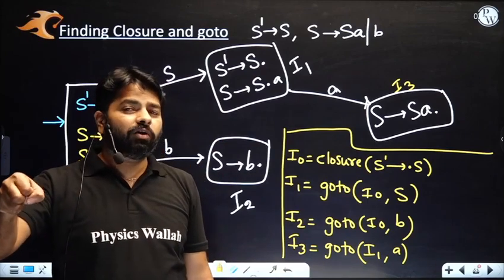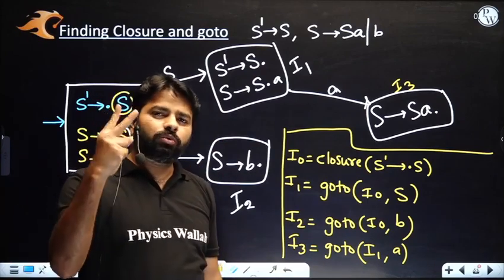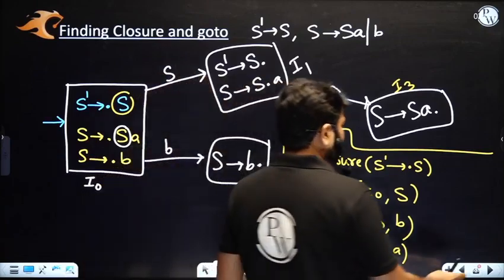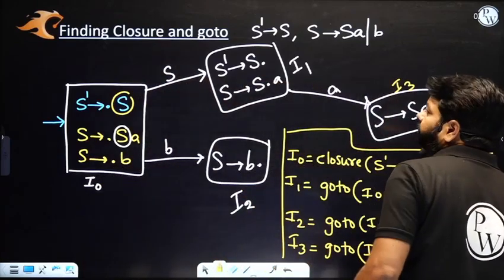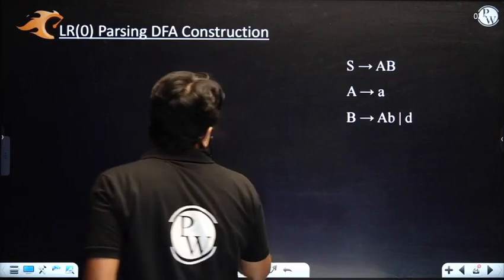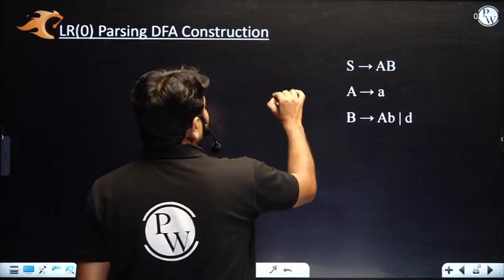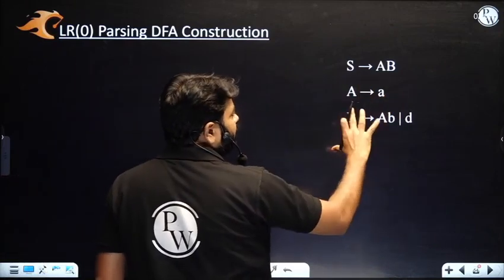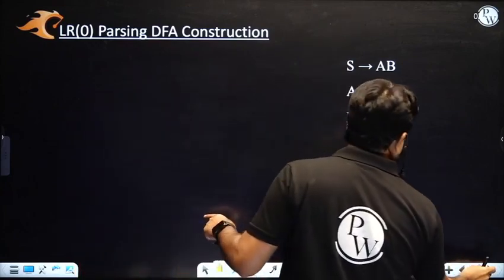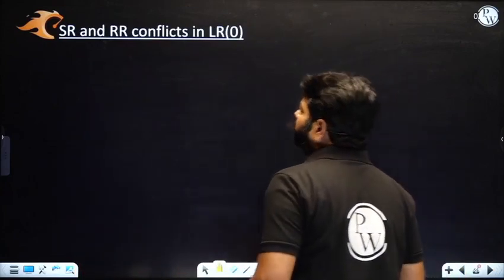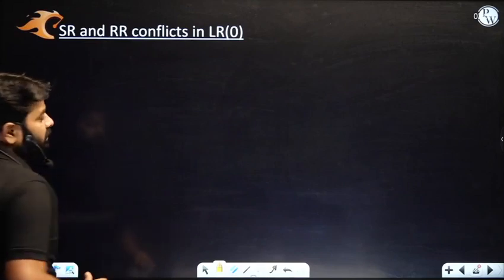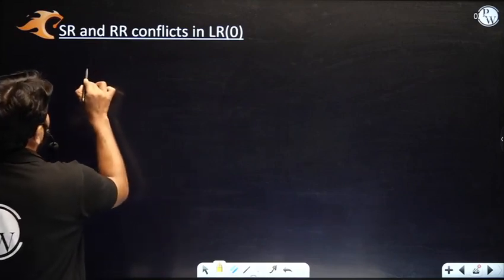What do you mean by conflict? Conflicts are of two types. I'll come back here. Okay, we have constructed it, you can take it as homework for practicing, but I'll come to this practice later. Let me explain conflicts first. We have two types of conflicts in LR0. One is SR conflicts.